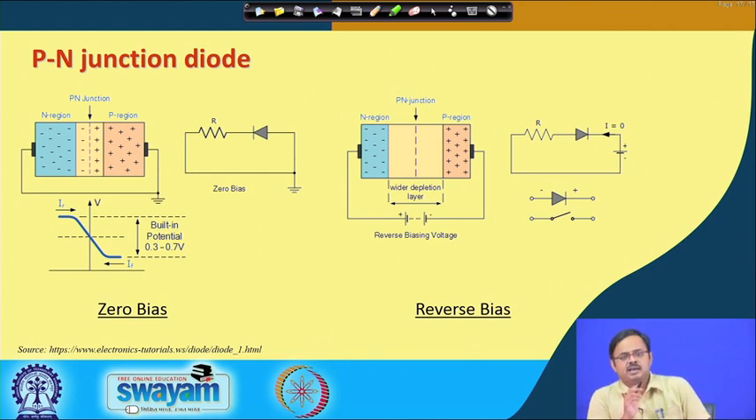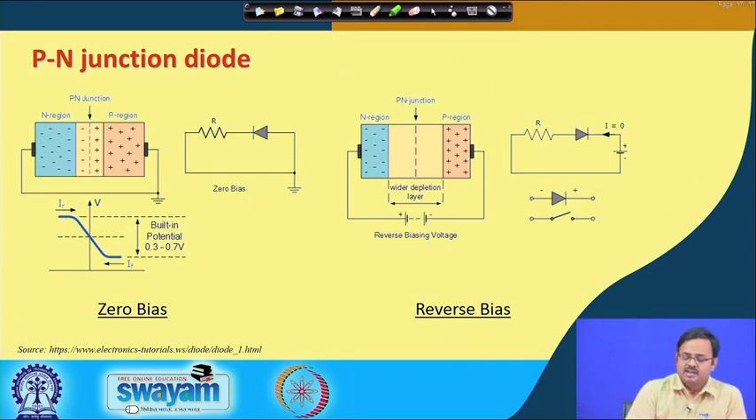Now, let us say I do this, where I apply an external voltage or external potential difference, but I connect the positive terminal to the n side and the negative terminal to the p side. Okay. So, what will happen?